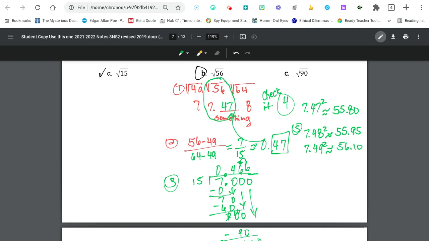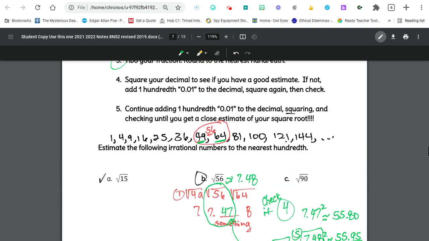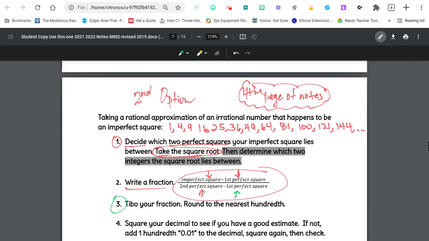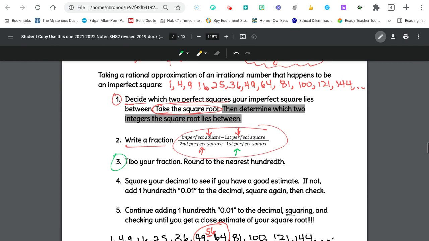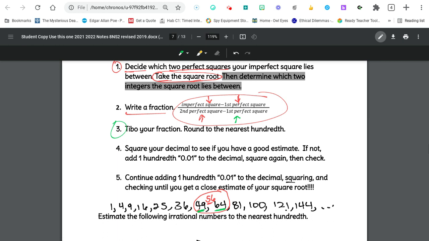So I know that this is like a nickel away from having 56. And that's a dime away from being 56. So the closest approximation is 7 and 48 hundredths. All right, that's how you use option 2. You just follow these steps here that are on the 4th page of your notes. Hope this helped, guys. Thank you.